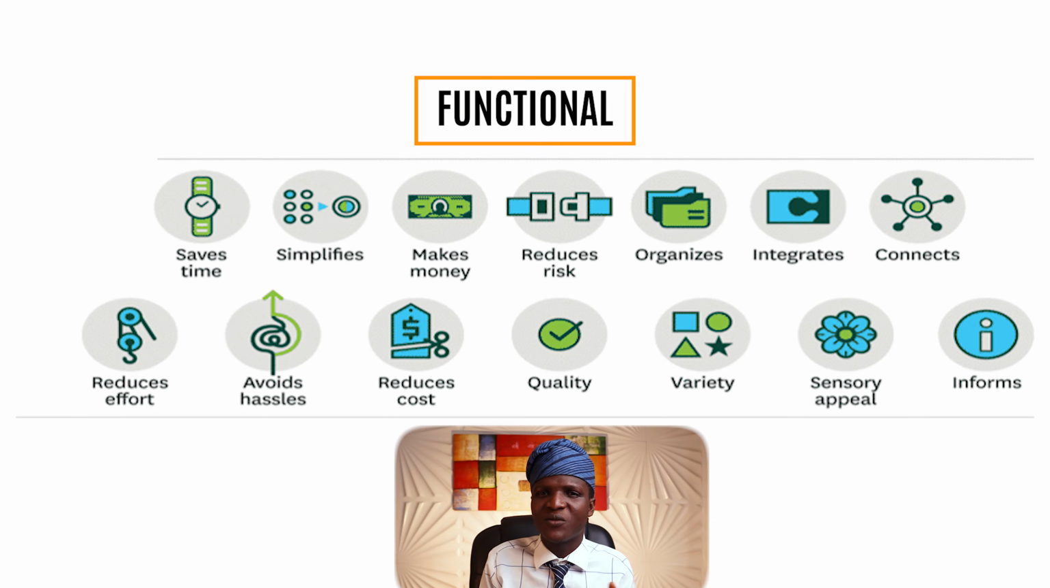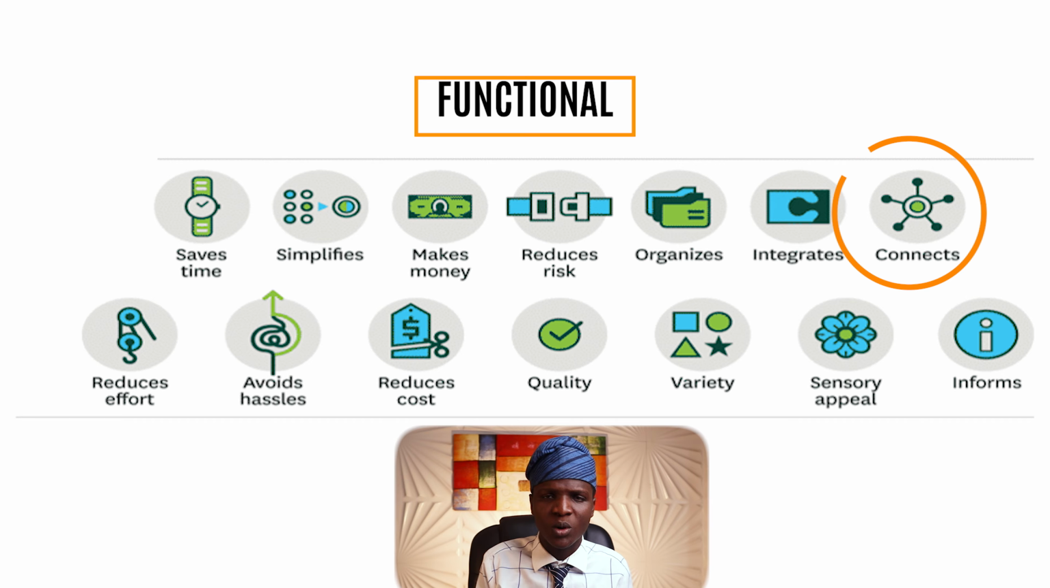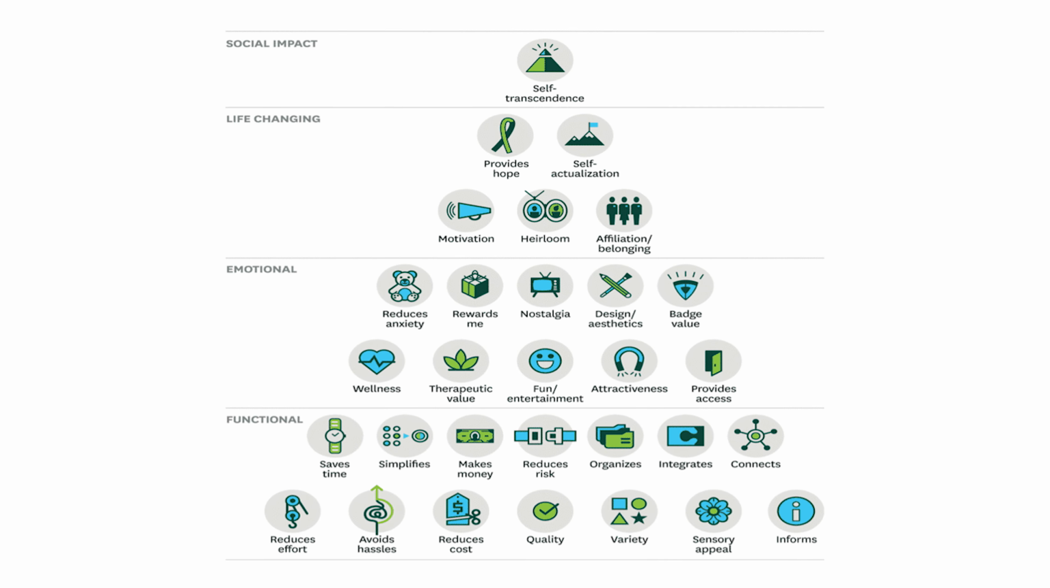The last part is what we know as functional. Functional in the sense of, is it saving their time? Is it reducing cost? Is it very quality? Is it reducing efforts? Is it giving them information, or is your product connecting them to more people? You need to understand that so that you know how to articulate your unique selling proposition.